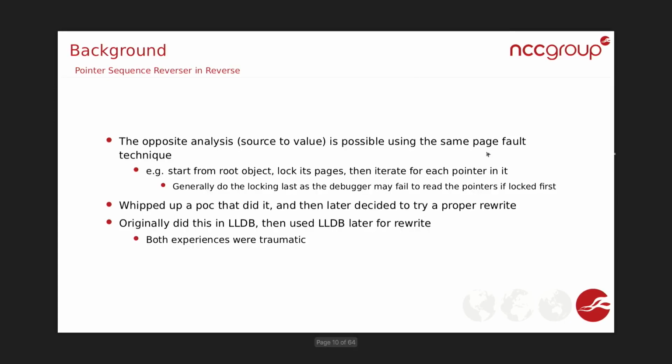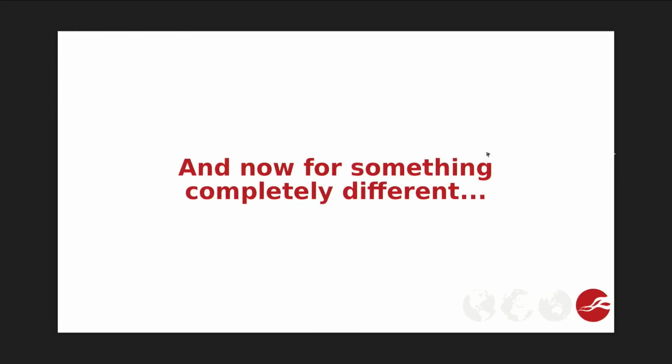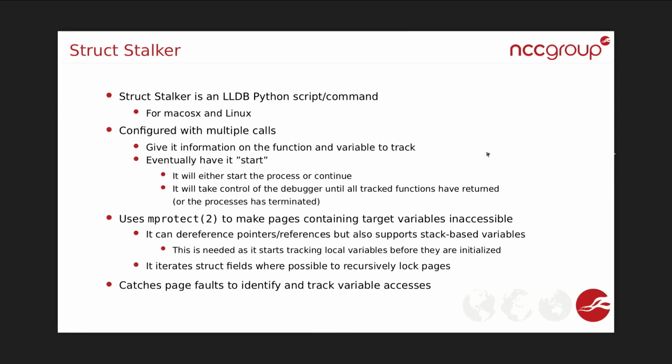In this case, though, we're going from the top down. We don't need to go from the bottom up. So it's a little bit simpler to write. I had put together a basic proof of concept at one point that just used mprotect and just got one value into the original struct. It didn't really go any deeper, though. Then I did a rewrite. So I'm going to go into that rewrite, which I call Struct Stalker.